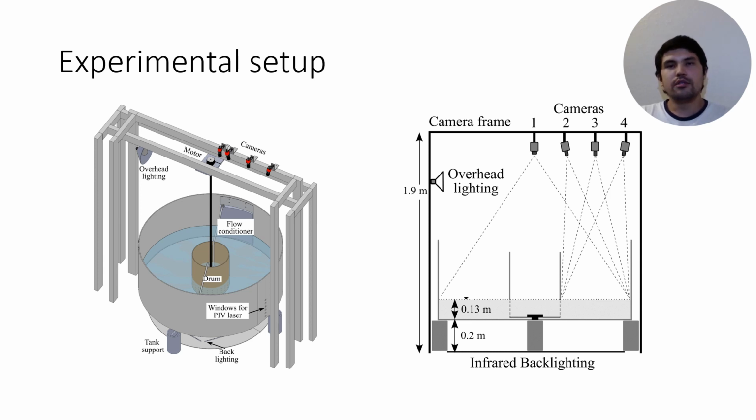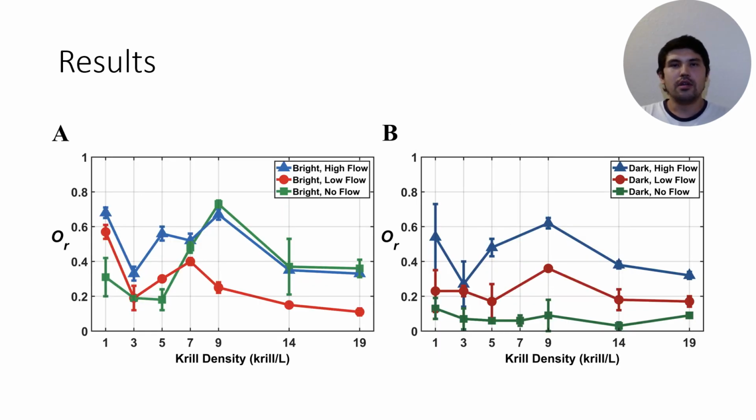We have performed different trials at different flow levels, light levels, and densities, where density here is the number of krill per unit volume. And we have plotted an organization level parameter, which is OR here, the rotation order parameter, where OR equals 1 corresponds to perfect milling around the center of the tank.